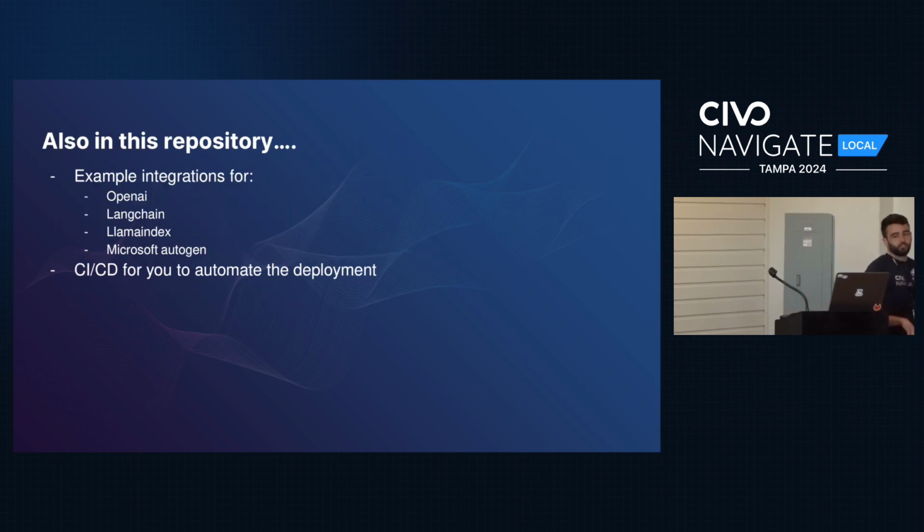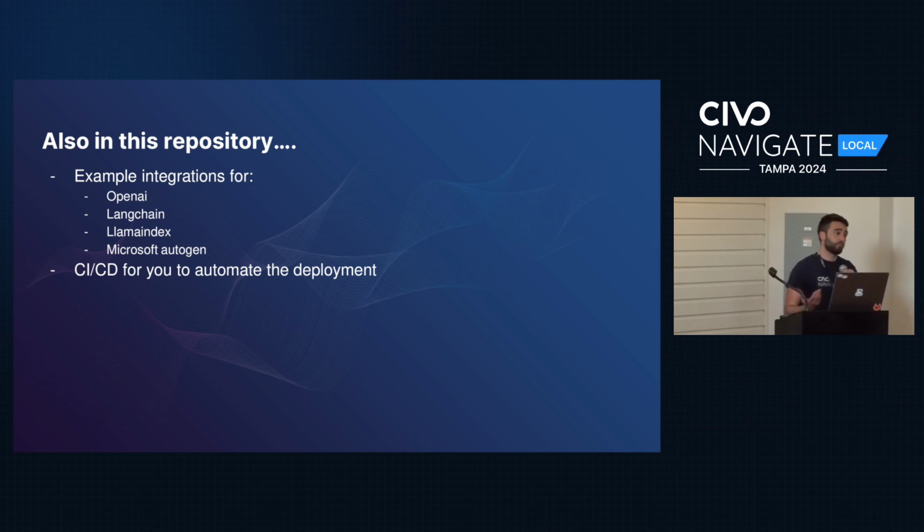Alongside this in the repository, you will find some example integrations for OpenAI directly, LangChain, which I believe is what Joey used in his workshop earlier, Llama Index, and Microsoft AutoGen. The Microsoft AutoGen is actually an AI agent that you can play around with. You can ask it to build you a Python web application, and it will go away and build a Python web application for you.